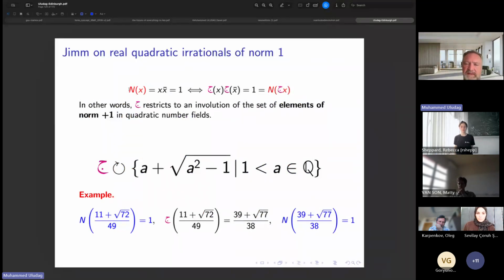Well, let us discuss the first equation. This says that norm of x equals 1 if and only if norm of Jimm of x equals 1. So Jimm restricts to an involution of the set of elements of norm plus 1 in quadratic number fields. As an example, we have a quadratic irrational of norm 1. Its Jimm is this number, and you can check that it's also of norm 1.